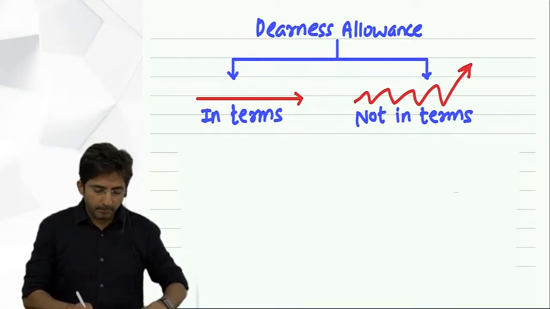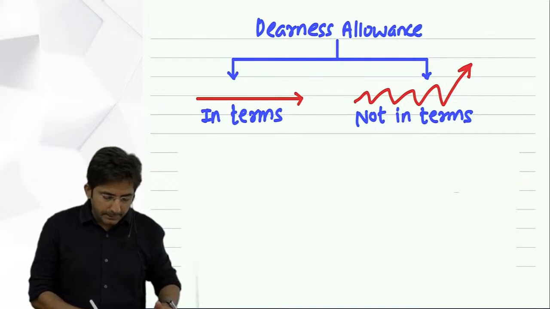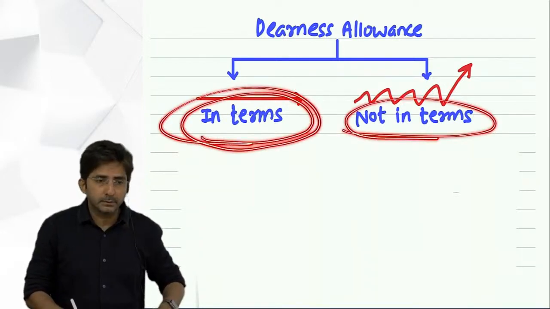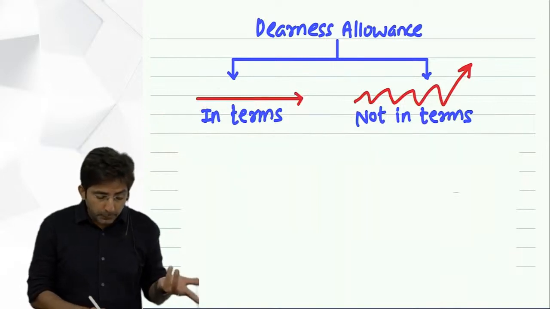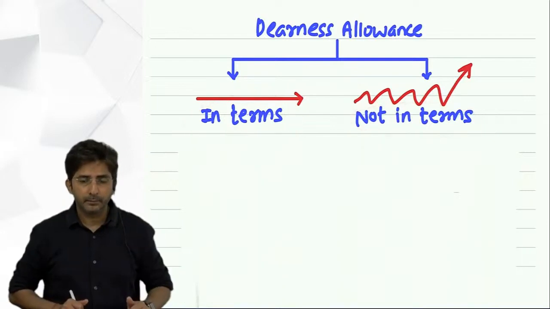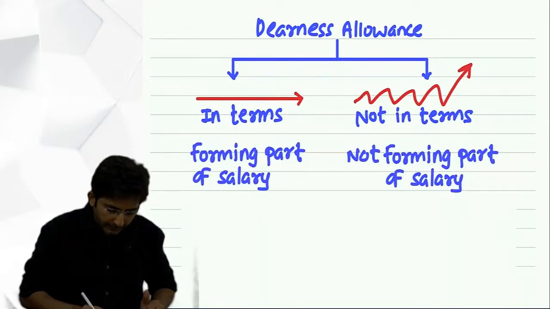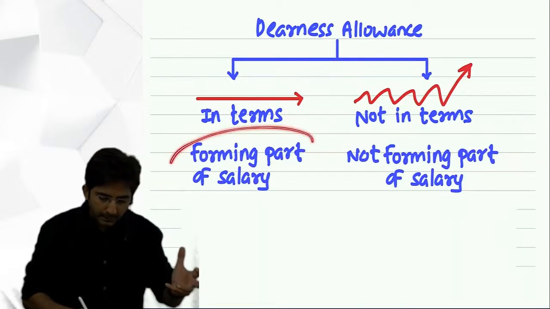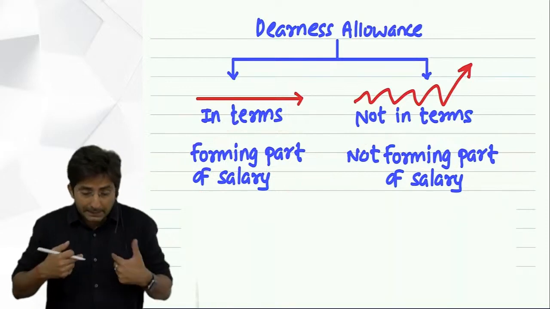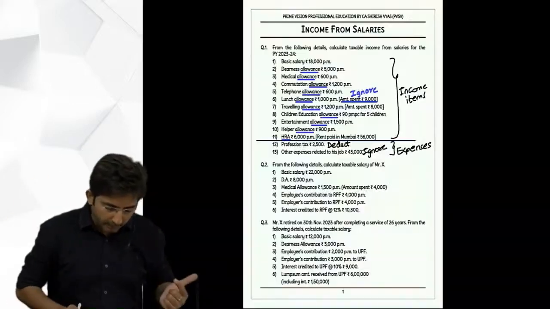Now, dearness allowance can be of two types. Sometimes it is called in terms. Sometimes it is called not in terms. Now, what is the difference between in terms, not in terms? That I want to explain. And sometimes they write like this. Look, DA forming part of salary, not forming part of salary. So what is the meaning of this? That is my plan to explain right now. Like, see, for example, see this question.